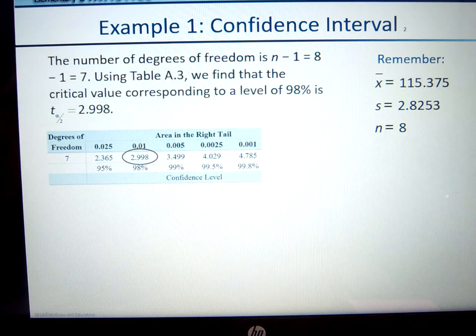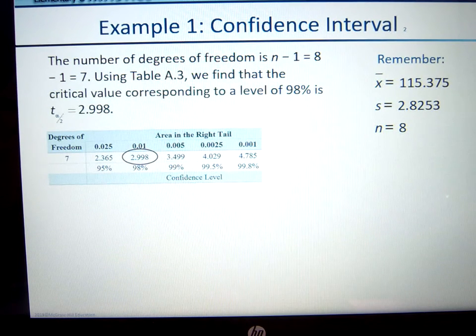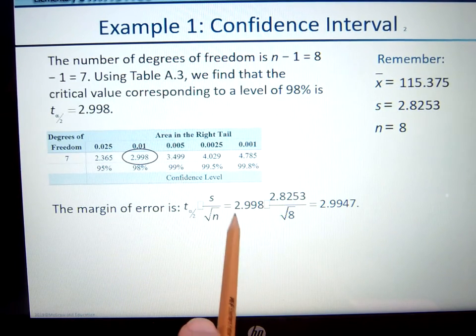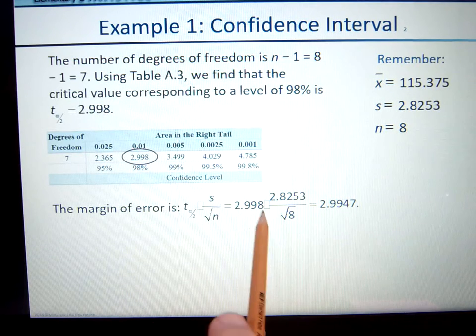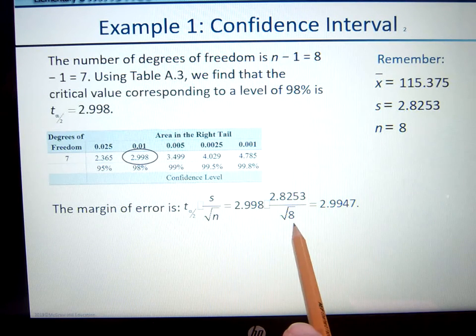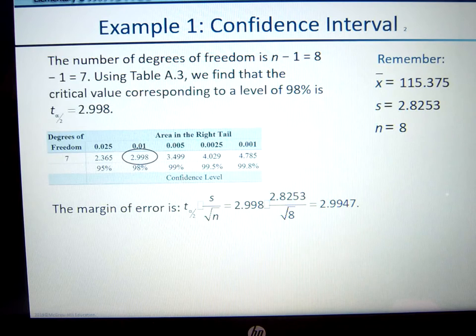So we find that the critical value corresponding to a level of 98% is 2.998. So to find our margin of error, we're going to take that 2.998 times our sample standard deviation divided by the square root of how many in our sample, which is 8, and then we get our value of 2.9947.